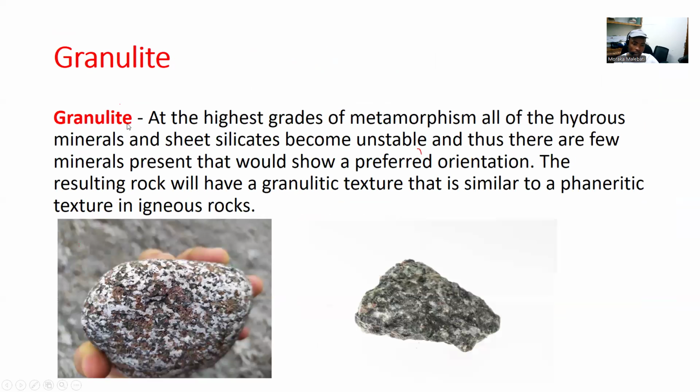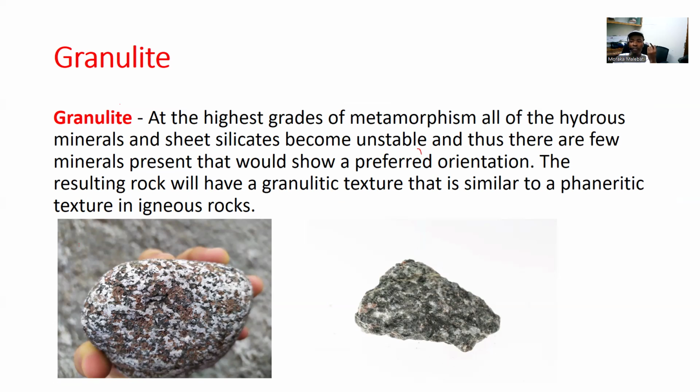Then the granulite. The more the metamorphism progresses, at the highest grade of metamorphism, all the hydrous minerals and the sheet silicates become unstable. They will no longer withstand those intense pressures and temperatures. If they are no longer stable in those new conditions of high pressures and temperatures, then we're going to have few minerals that would now show a foliation.